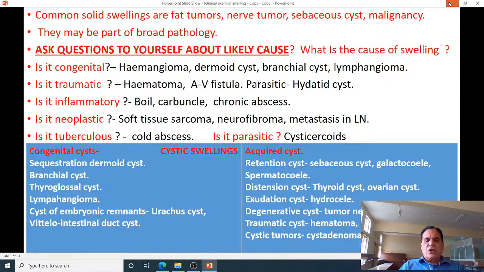Common swellings are fat tumors, nerve tumors, sebaceous cyst and malignancy. Don't have to think too much. Think common things.